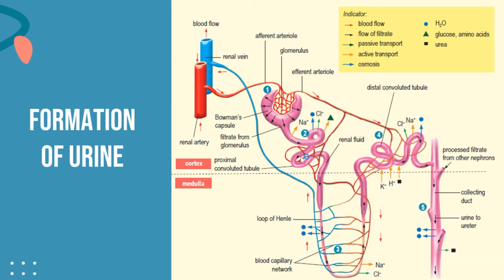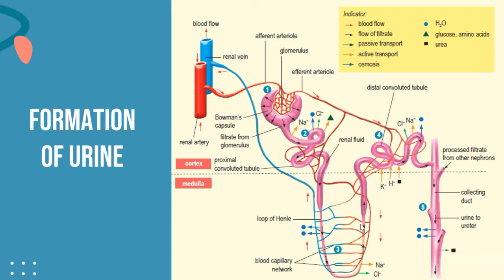Proximal convoluted tubule here, connected to the loop of Henle, and connected to the distal convoluted tubule here, and connected to the collecting duct, and connected to the ureter. Okay, so this is referred to as the structure of the nephron.